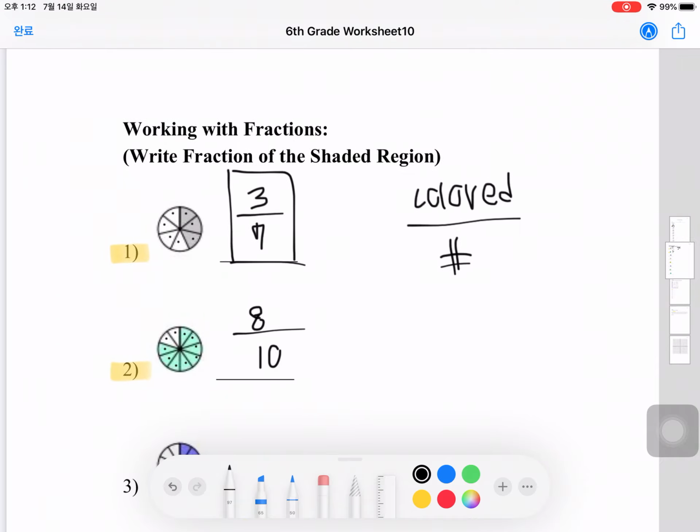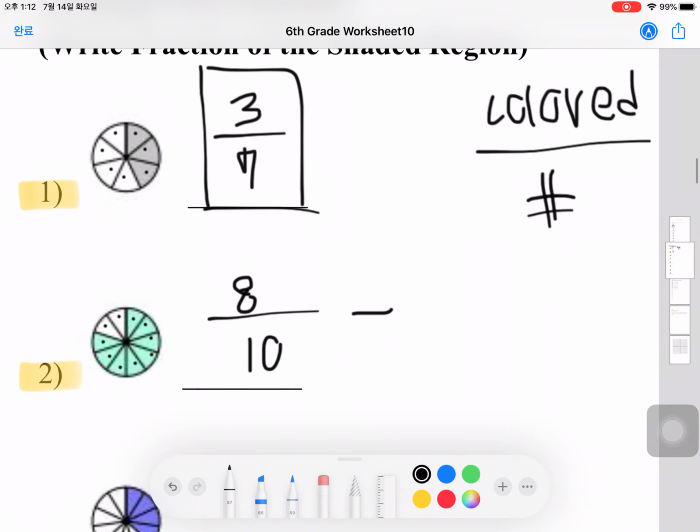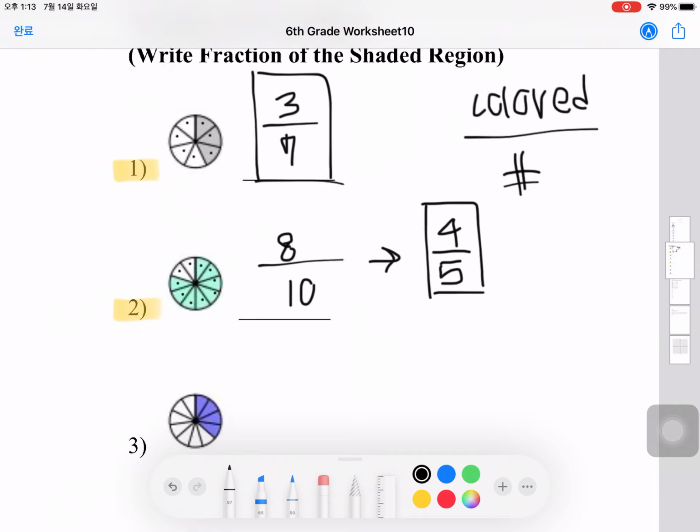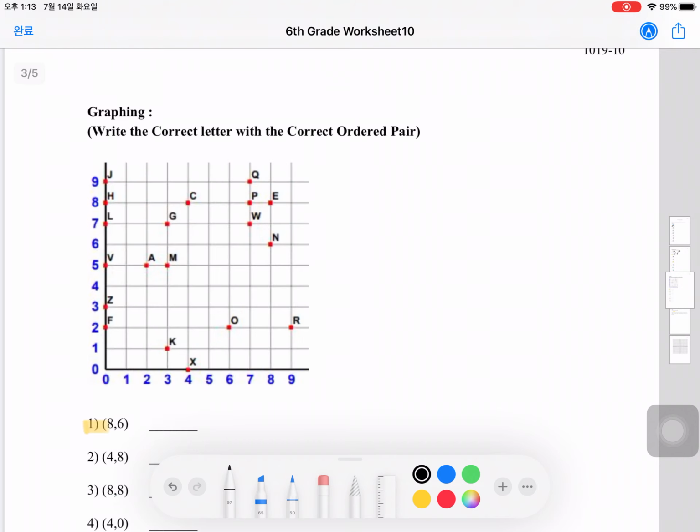Now you can think that this is your final answer, but we can simplify this to 4 over 5ths because 2 goes into 8 4 times, and 2 also goes into 10 5 times. So we just simplified, so your final answer would be 4 over 5ths. Try the rest on your own, and we'll go on to the third section, which is graphing.